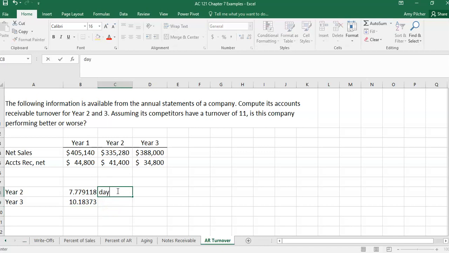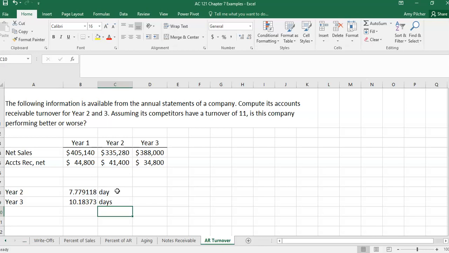So what we have is these are the number of days outstanding for our accounts receivable. So on average, it takes 7.77 days for our customers to pay us. And in year 3, we've moved up to an average of 10 days. Now, what we would do then, we assume our competitors have a turnover of 11. So one, we would compare ourselves to our competitors. And are we doing better or worse than them in collections? We're doing better in collections.